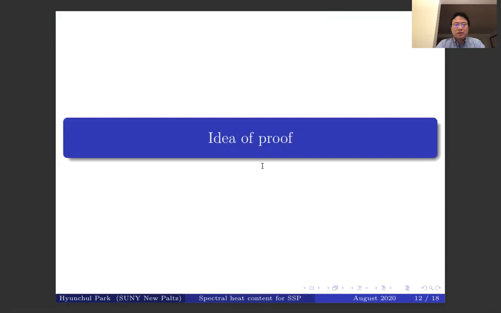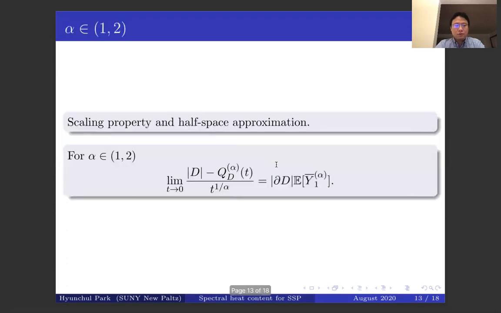So let me explain the idea of the proof. There are two cases. The first case is alpha between 1 and 2, and the second case is alpha equal to 1. When alpha is between 1 and 2, the proof is easier. The main idea is the scaling property of stable processes and half space approximation. If we use these two properties and do some computation, then we can prove this result. And so I'll move on.